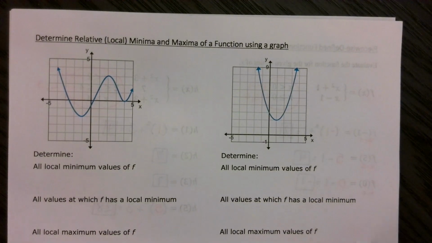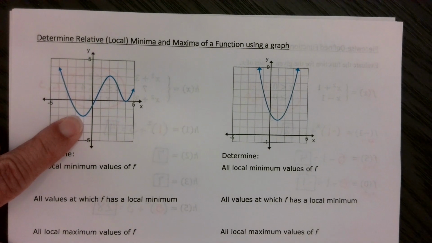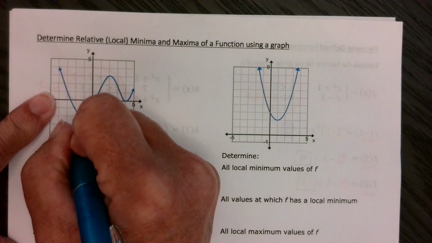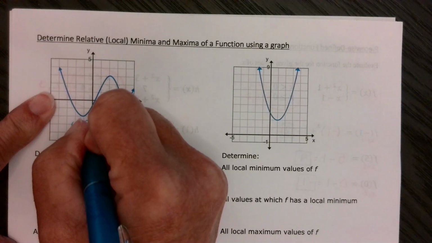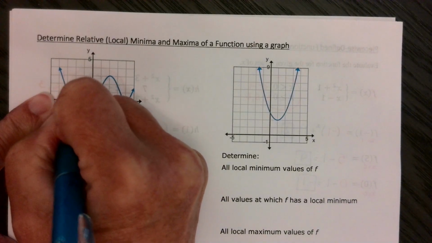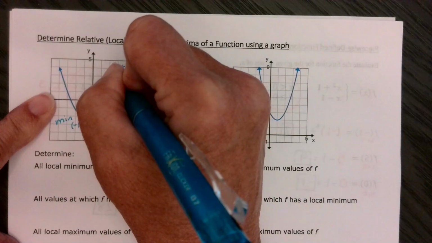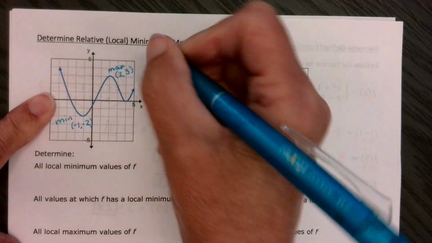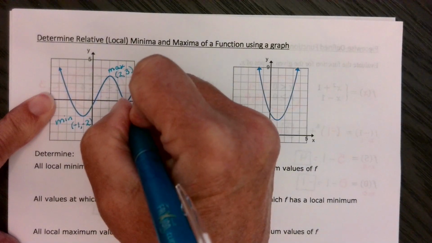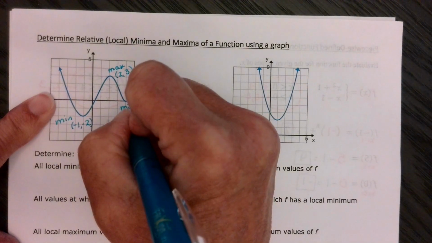This one right here, determine local minimum maximum of a function using a graph. So what we're going to do here is, it's really weird how they ask it. This is a minimum. That is the point -1, -2, and that's a minimum. This is a maximum right here at the point 2, 3. And then we have another minimum right here at 4, 0.